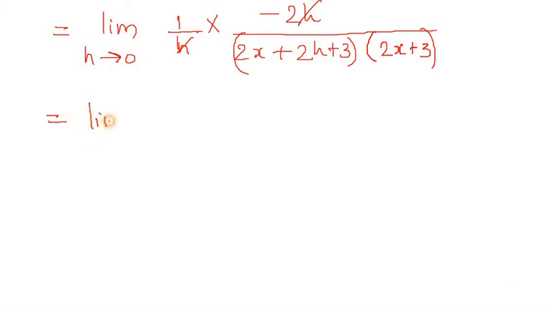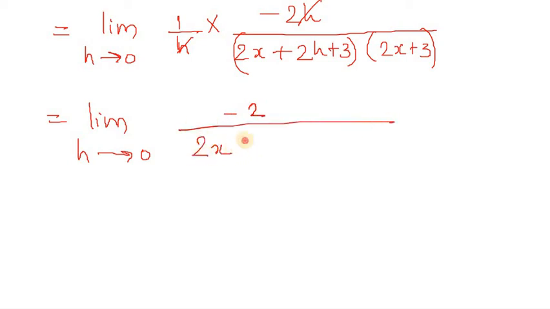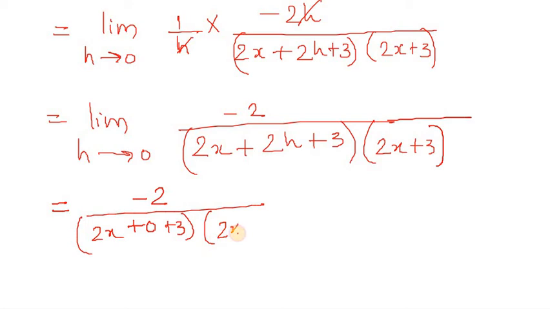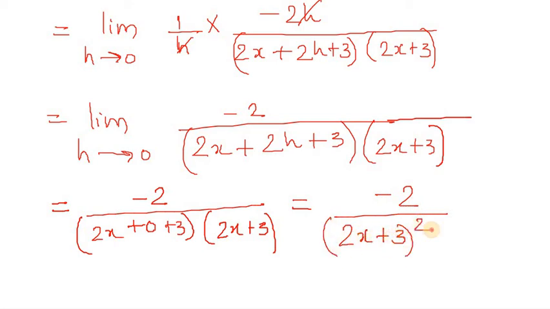So limit h tending to 0, minus 2 upon 2x plus 2h plus 3 into 2x plus 3. Applying the limit gives minus 2 upon 2x plus 0 plus 3 into 2x plus 3. That is minus 2 upon 2x plus 3, the whole square.